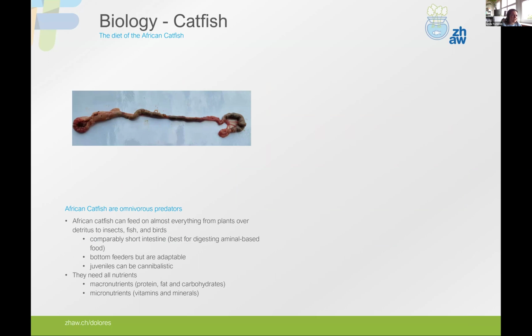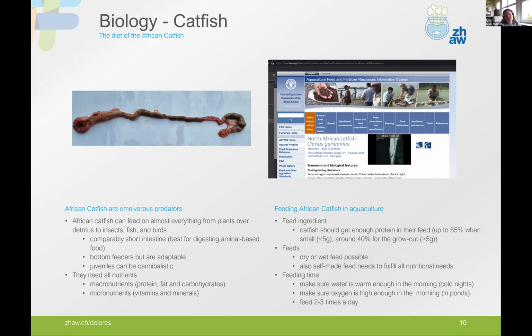Same as we are, they need protein, fat, and carbohydrates, including all the vitamins and minerals. Same here, if you're interested in making your own food and learning a bit more about what nutrient requirements they have, the FAO has, again, a very good site. So if you, again, Google FAO, North African catfish, there's a lot of information. Ensure that the youngs have enough protein. They're rather high with, I want to say, about 50-55%. And then you can go a bit lower for the grow out.